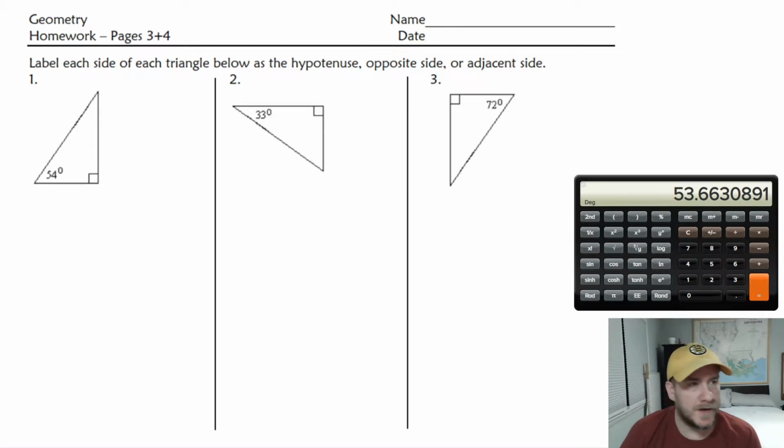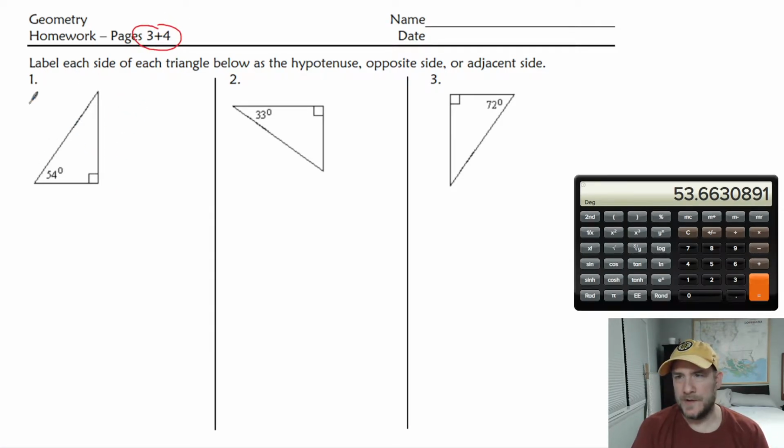Hey class, I wanted to get down to business on the second homework assignment. So this is the sheet you guys have that's labeled pages 3 and 4. So we'll run through that. Okay, you see it. Alright. Yeah, so we're doing page 3 and 4.